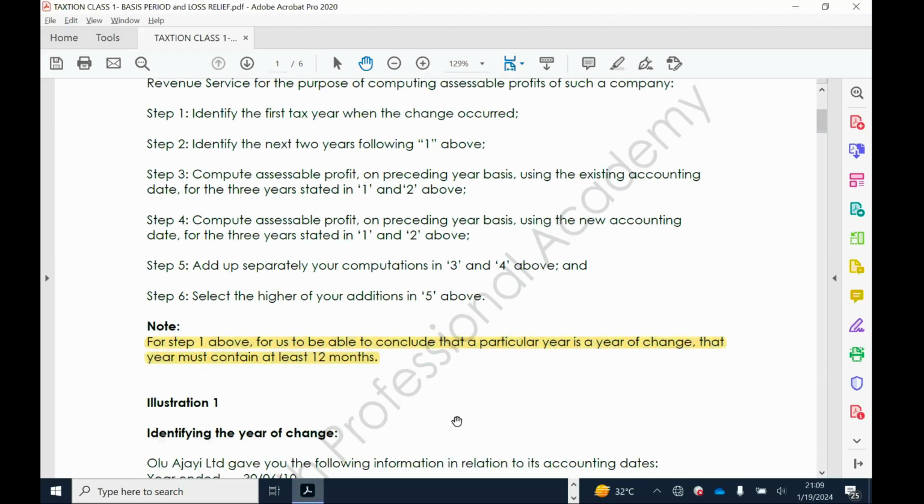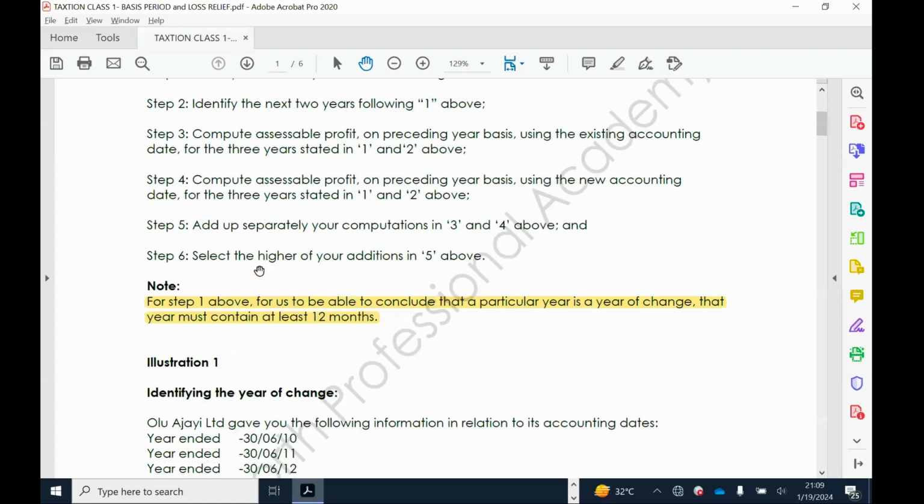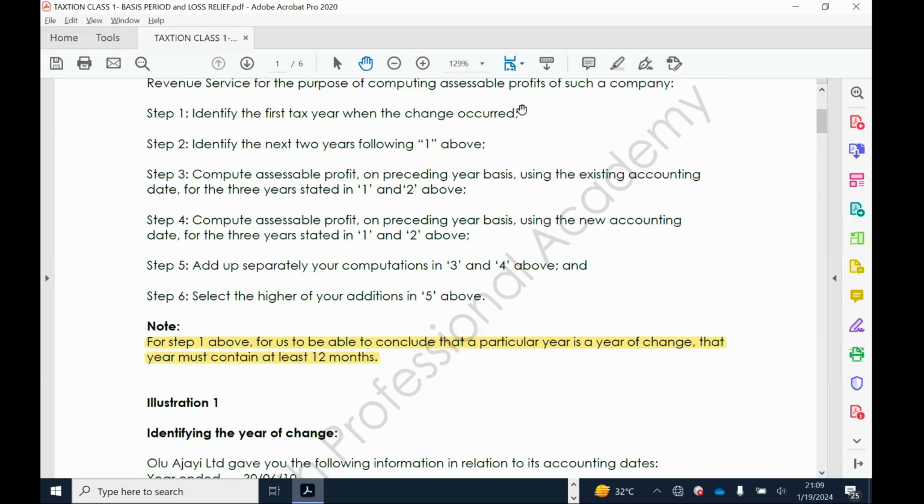In this note, I said that for step 1 above, that is the step where you identify, it's like the first step, but it is one of the most important steps. Once you miss the year when the change occurred, you have missed everything. So I said for step 1 above, for us to be able to conclude that a particular year is a year of change, that year must contain at least how many months? 12 months. Excuse me. That year must contain at least 12 months.